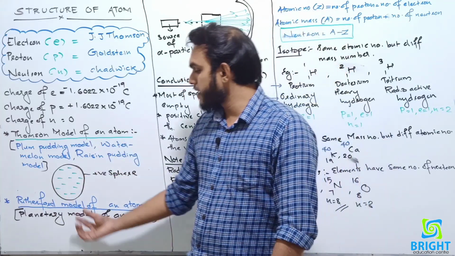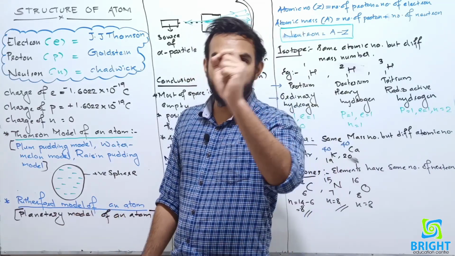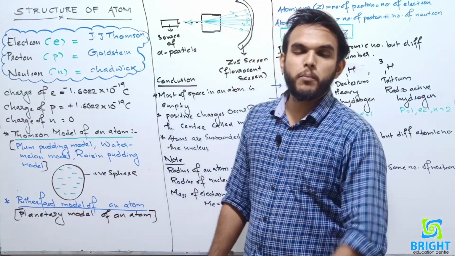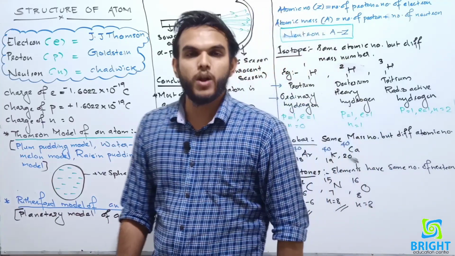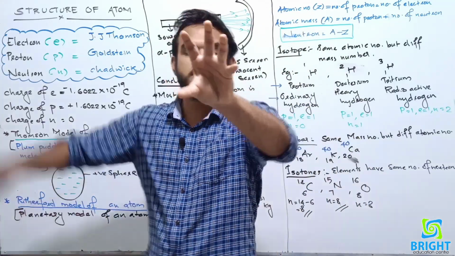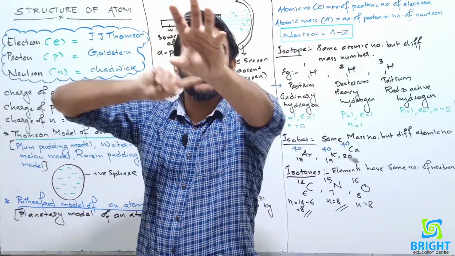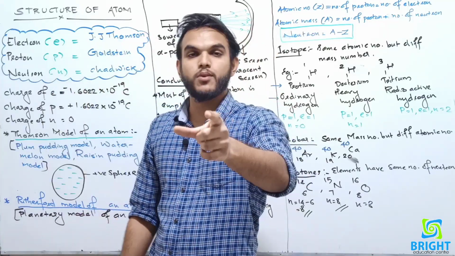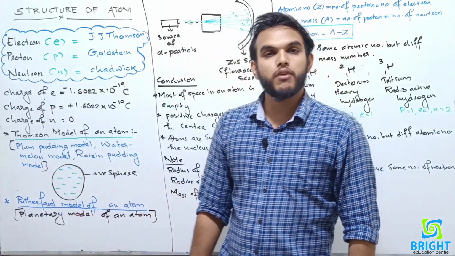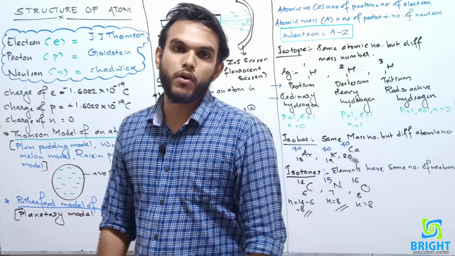Now we are going to discuss the next topic, that is Rutherford model of an atom. The Rutherford model of an atom represents our solar system, that is a central nucleus, and the electrons are revolving around the nucleus. Therefore, it is also known as the planetary model of an atom.